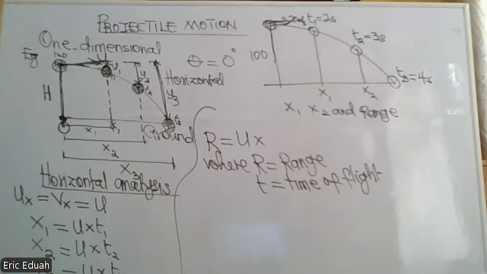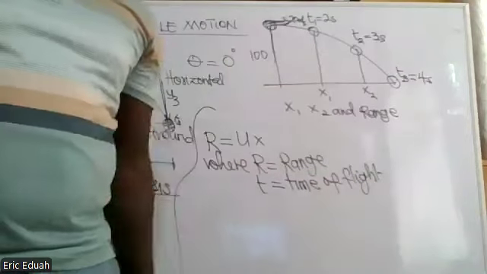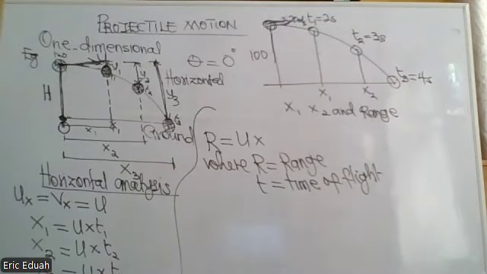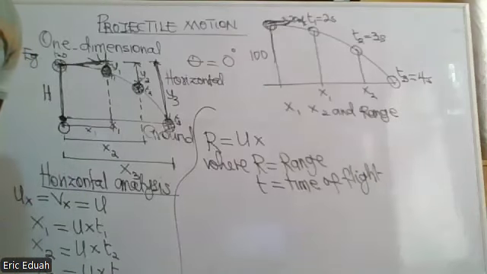Please, I got 18 meters per second squared. So the constant horizontal velocity times 40, that's 80. Thank you so much. So this is how to calculate the horizontal displacement for one-dimensional projectile motion.